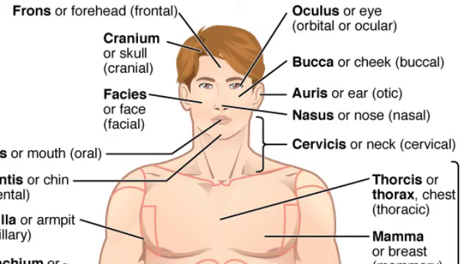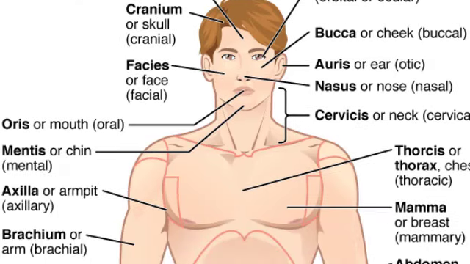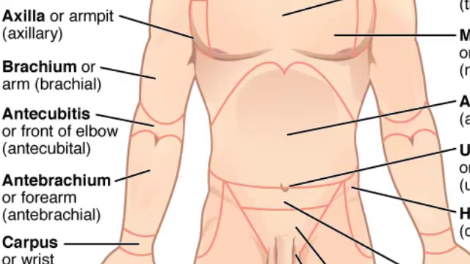We also have auris or ear, or otic. Next, we also have nasus or nose, or nasal. Mentis or mental is otherwise called the chin, and the other one is the neck, or cervices, or cervical.